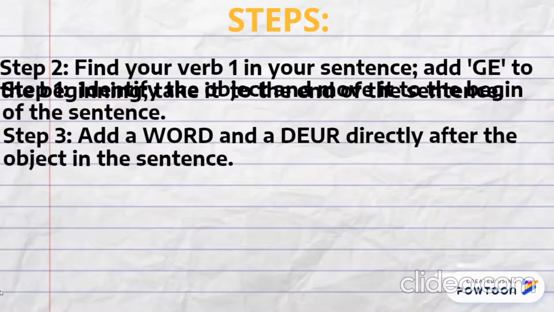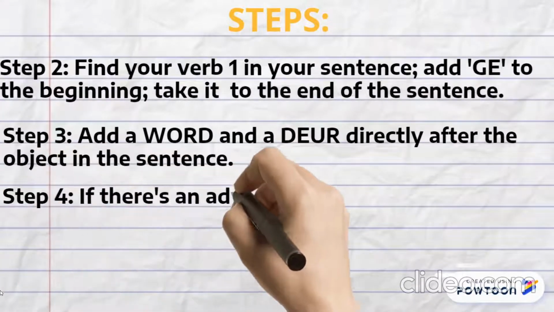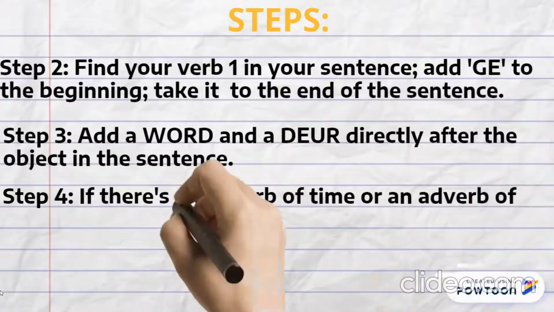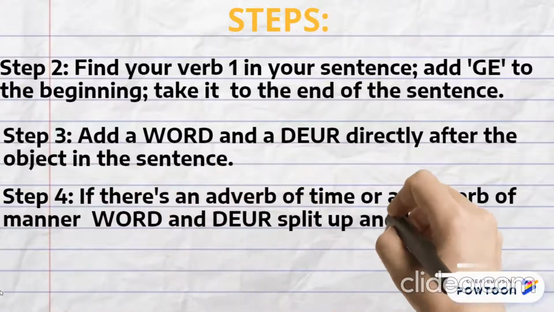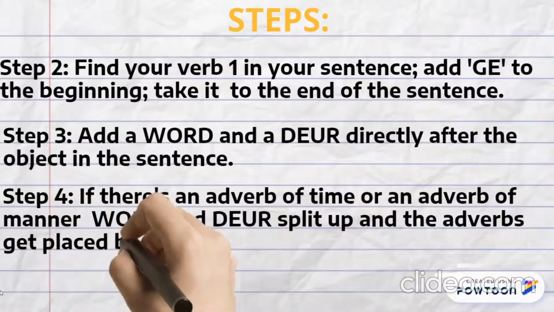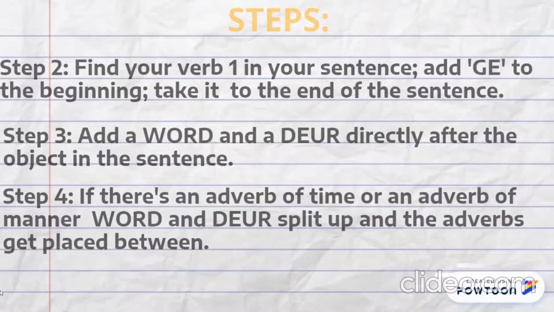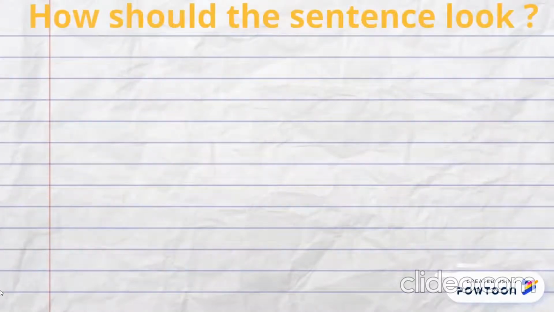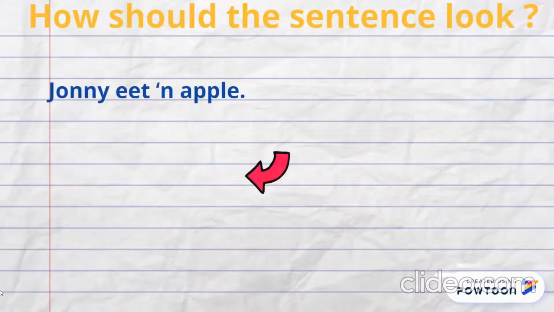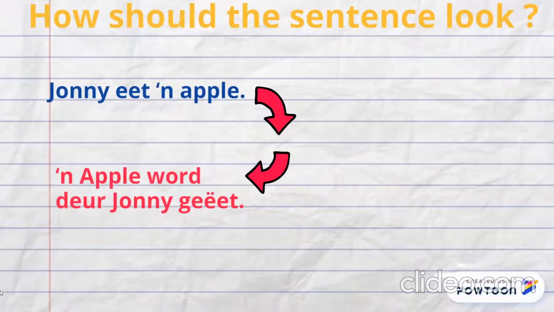Step 4. Only if there's an adverb of time or an adverb of manner do word and die get split up and the adverbs placed between them. This is important to remember because later on in the video we'll get sentences that have these adverbs. Now the sentence should look something like this. Johnny eat a apple now becomes a apple word deur Johnny.